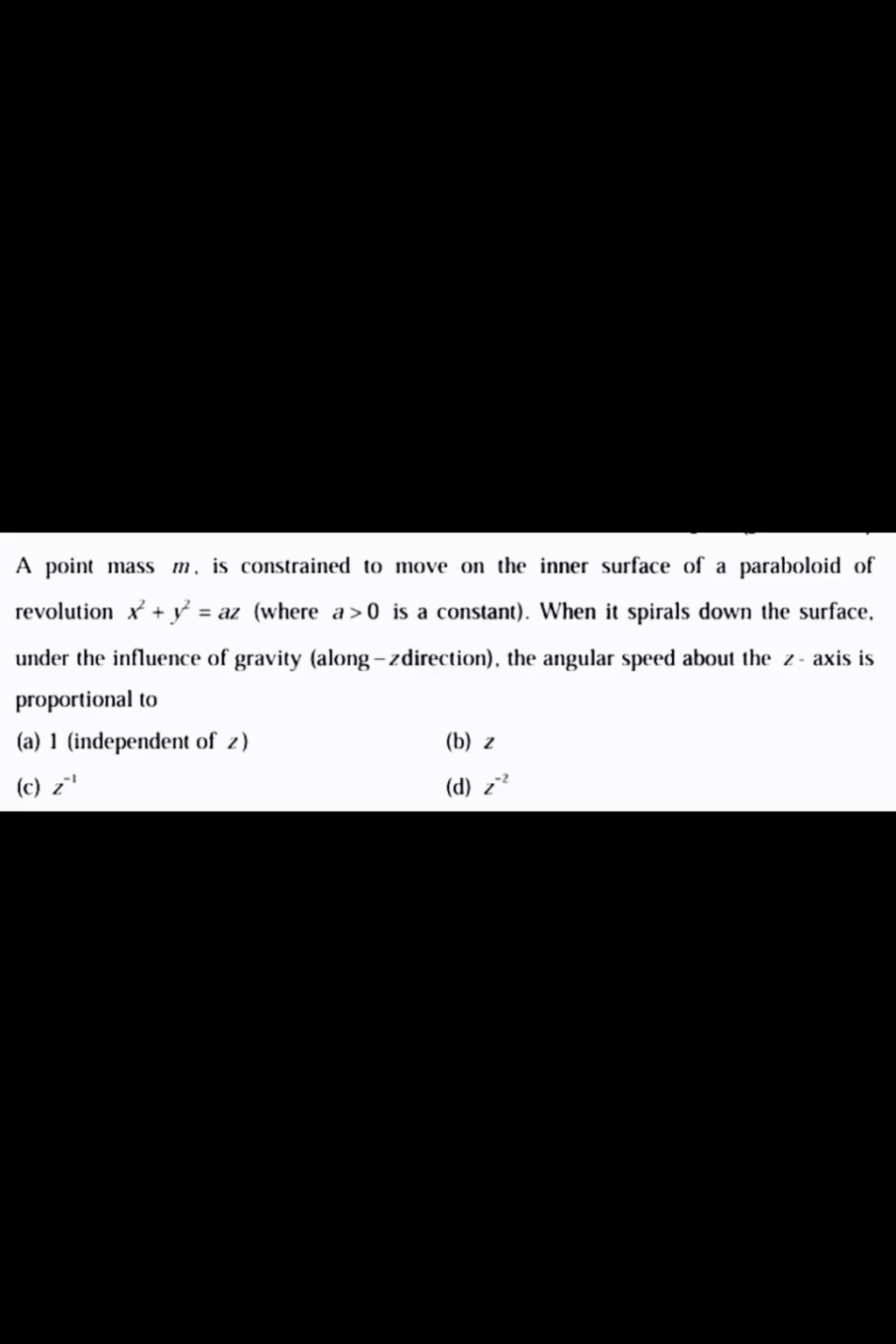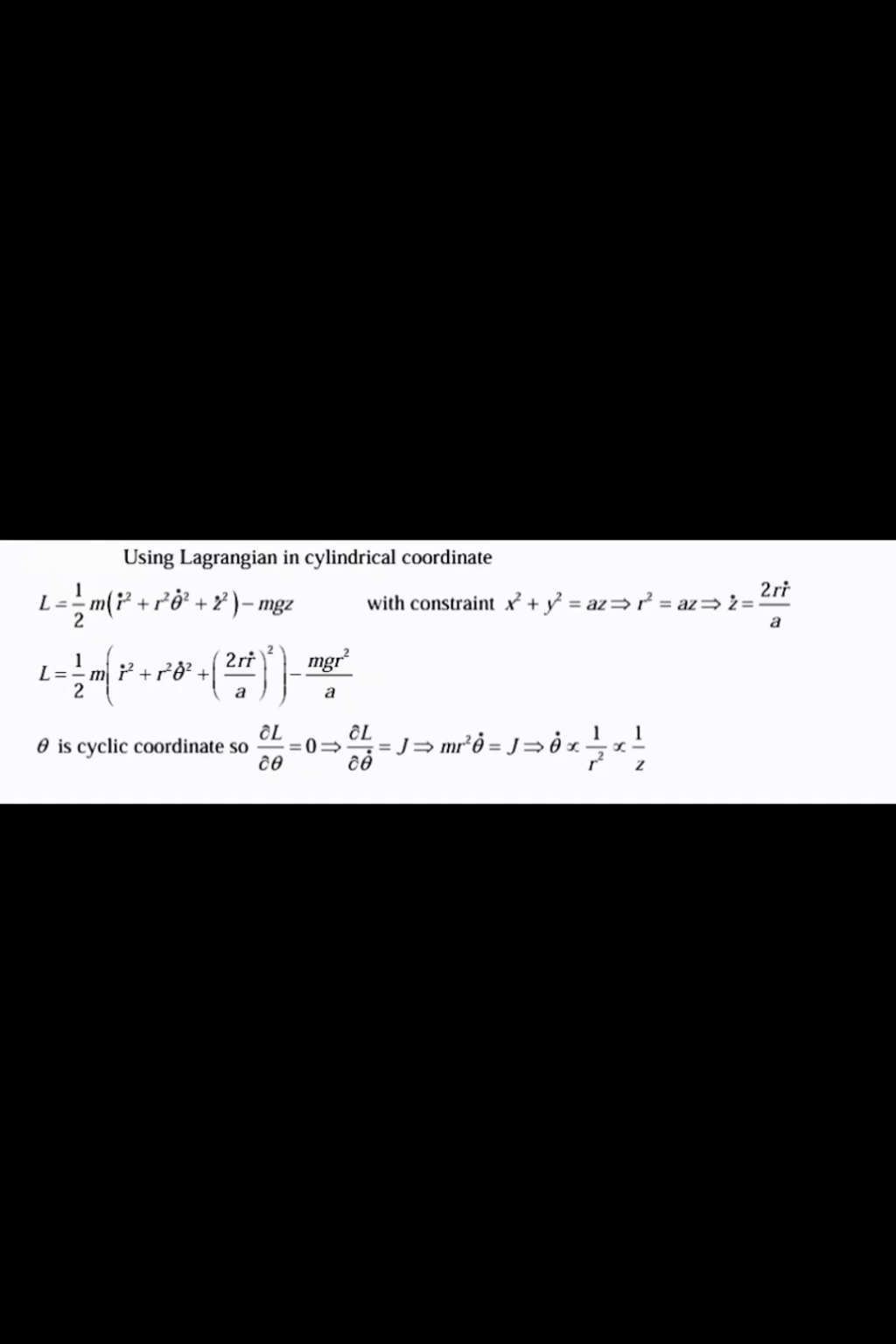So here we need to find the proportional term to the angular speed. Here the z term is mentioned, so we can say that here also we use the cylindrical coordinates, that is L is equal to half m (r dot square plus r square theta dot square plus z dot square) minus mgz. So here the constraint given is x square plus y square is equal to az, that is r square is equal to az, that is z dot is equal to 2r r dot by a.